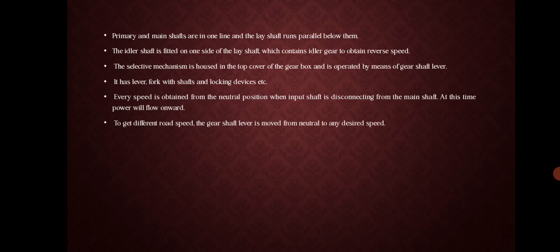The selective mechanism is housed in the top cover of the gearbox and is operated by means of gear shaft lever. It has lever, fork with shaft and locking device etc. Every speed is obtained from the neutral position when input shaft is disconnected from the main shaft. At this time, power will flow onward. To get different road speed, the gear shaft lever is moved from the neutral to any desired speed.